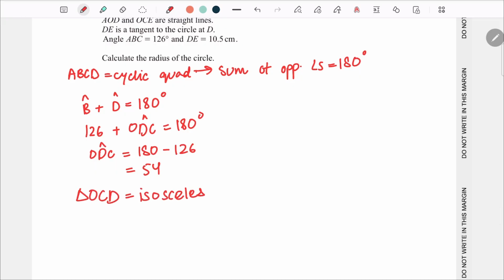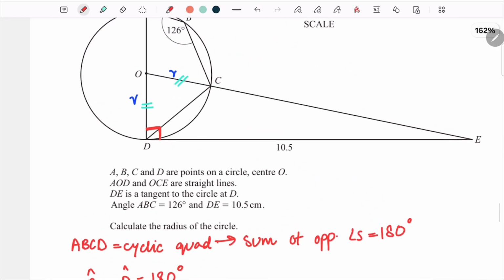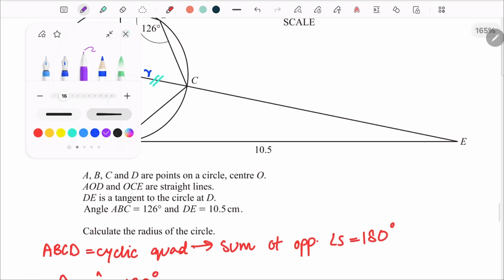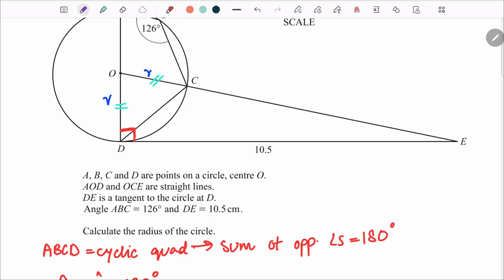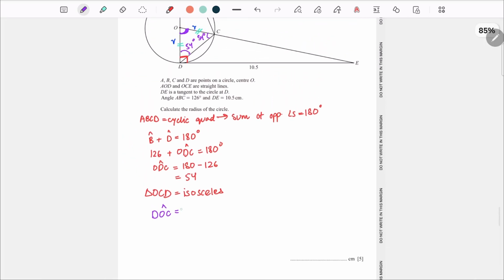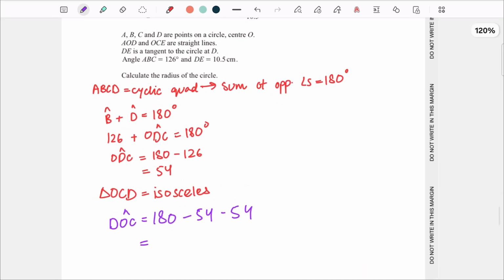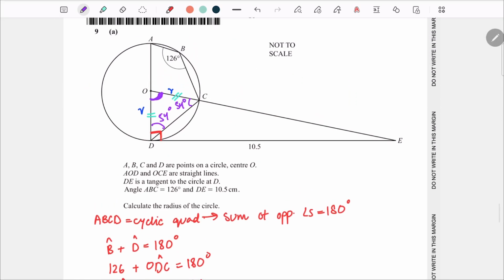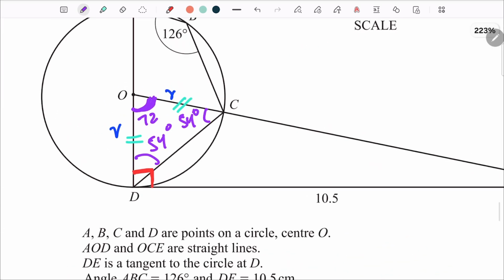This means that when two sides are equal, two angles will also be equal. So I found that angle ODC is 54. So this angle will also be 54. So ultimately this angle, that is DOC, will be 180 minus 54 minus 54, and this is equal to 72. So this angle right here, that is angle O, is 72 degrees.